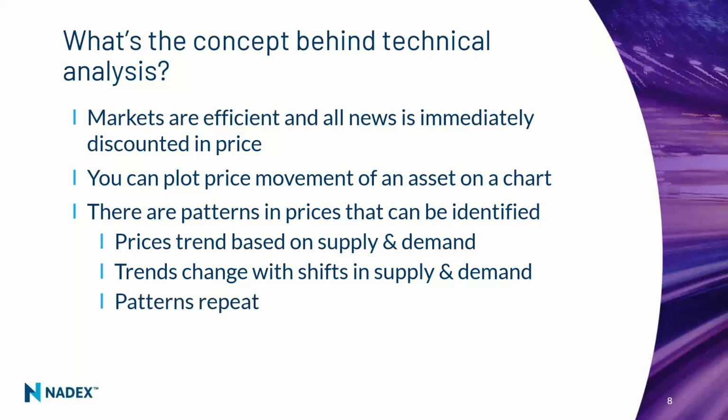And this is what Charles Dow really looked at: if I've got a fair, efficient market, I'm plotting the price of an asset. That is why he created the Dow Jones Industrial Average, to look at the broad market. He was looking at the whole market versus one individual stock. He wanted to look at the market as a whole. He was looking for prices trending, and then he was looking for shifts in trends, and then he was looking for these patterns, and these patterns were repeatable. Okay, that's what Charles Dow put forth.